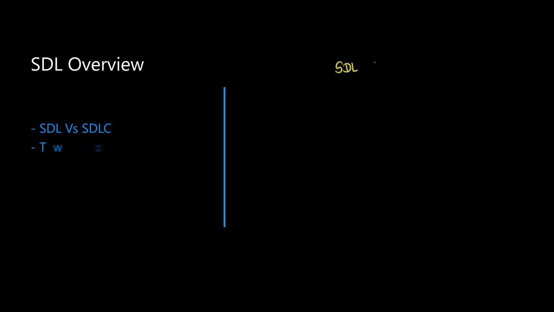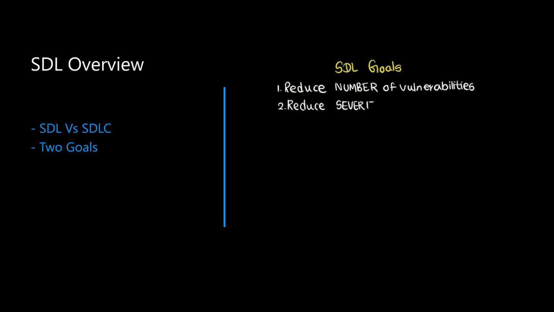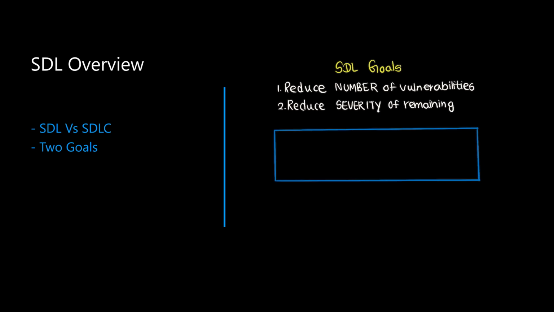The SDL has two primary goals. First, reduce the number of security vulnerabilities and privacy problems. Second, reduce the severity of whatever vulnerabilities remain. Notice it does not say eliminate all threats. That is a trap answer on the exam.